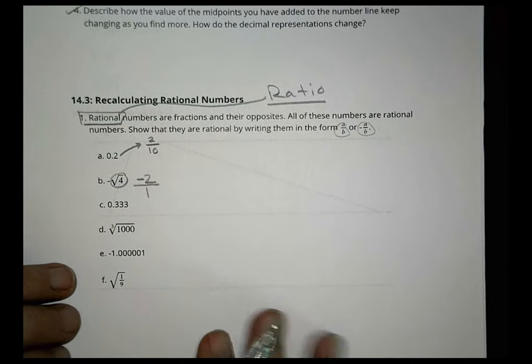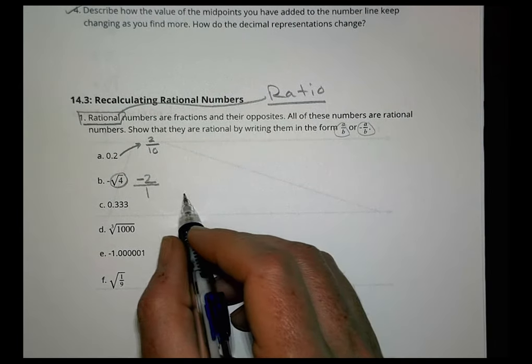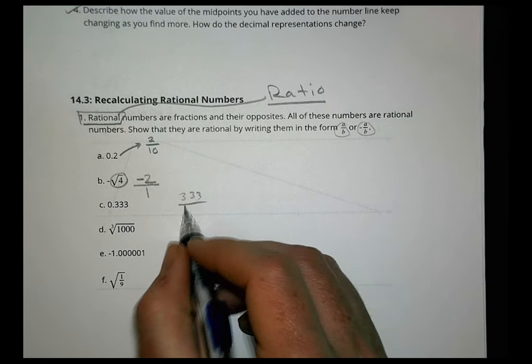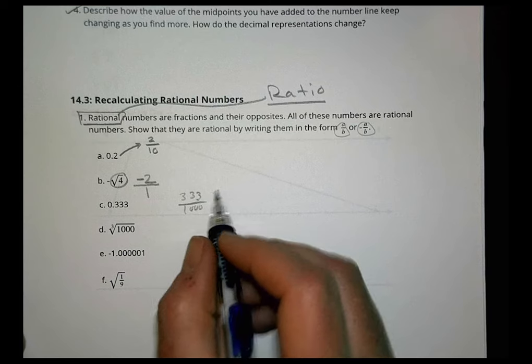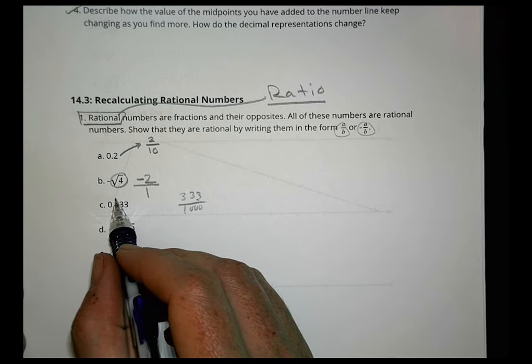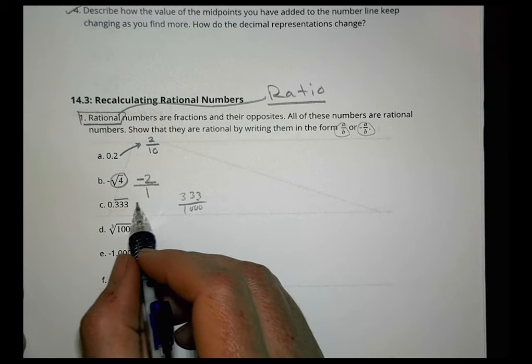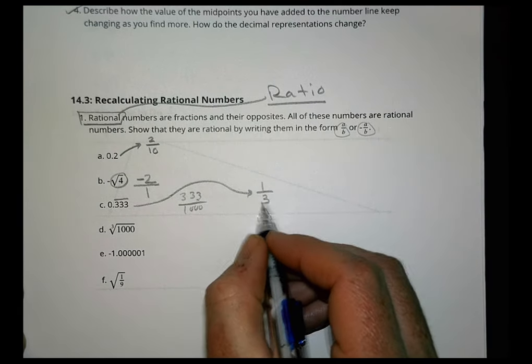C is a great one. You might be thinking to yourself, well, I'm not sure. I mean, do I write down 333 over 1,000? I guess you could. But one thing you learn through time is that when you see 0.3 and repeating like this forever and ever and ever, it actually is one that you should be familiar with, which is 1/3.